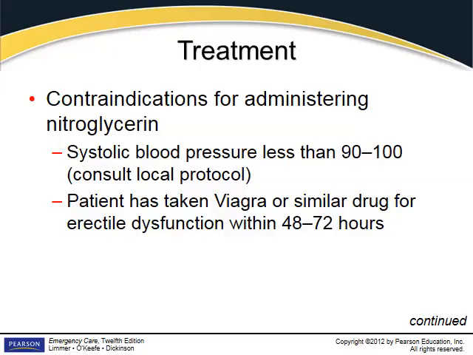Contraindications for administering nitro are systolic blood pressure less than 90 or 100, depending on what your local protocol is, and patients that have taken erectile dysfunction medications within 48 to 72 hours. The dose of nitro is 0.4 milligrams sublingual, repeated. Depending on your protocol, repeated up to 3 times, or you can keep giving it as long as you're hemodynamically stable.